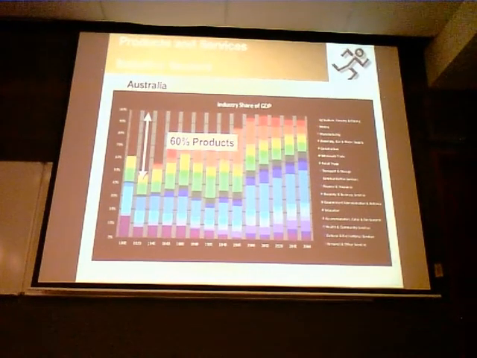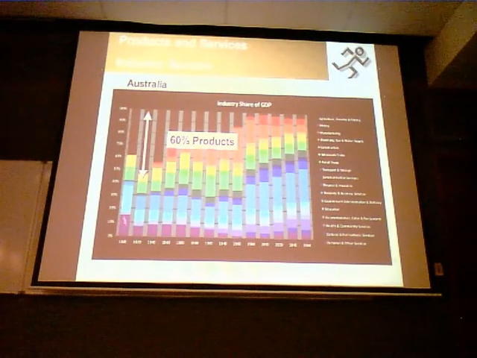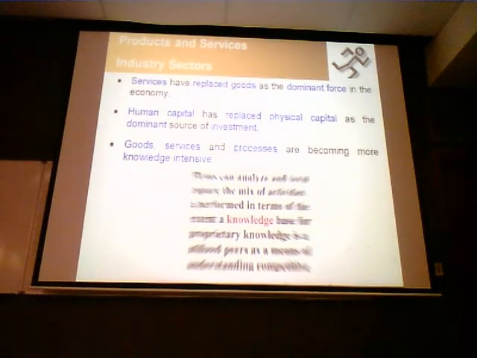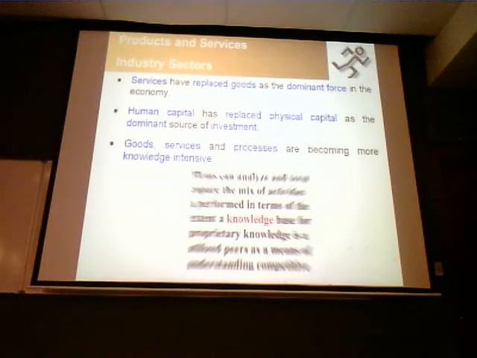There was Australia before, back in the 1800s. 60% of that was basically products. Today, 70% is now services. See, the products have shrunk, and it's now services. So we're basically working in a services economy. And the dominant force in the services economy are you, the people with the brains or the skills. Knowledge is what drives this service economy.